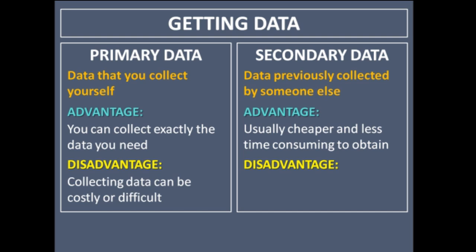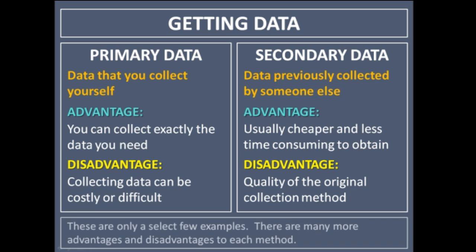Disadvantages for each. Well, primary data can be quite costly or time-consuming to go and collect on our own. And in terms of a disadvantage of secondary data, we really have to be careful where the source of that data comes from and what methods of collection they've used. Now, it should be pointed out that these are definitely just a select few examples and that there are many other advantages and disadvantages to each of primary data and secondary data collection.